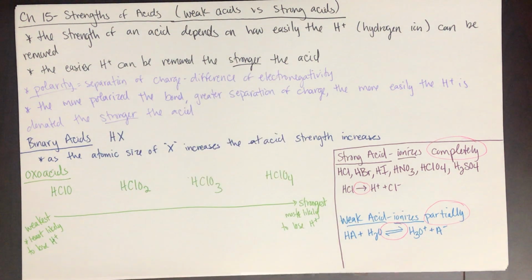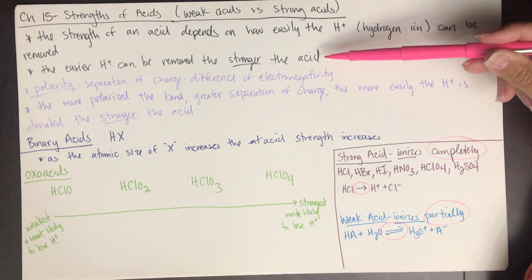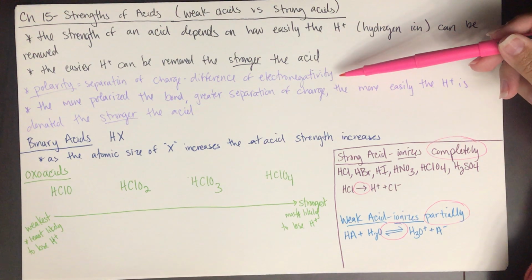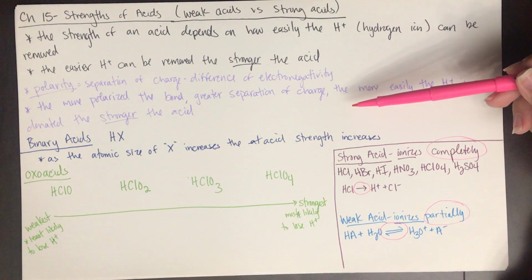So what you need to know about strengths of acids is that the strength of an acid depends on how easily or readily that hydrogen ion can be removed. Because when the hydrogen ion gets removed, it joins a water molecule and it increases the concentration of hydronium, and that's what measures how strong an acid is. The easier the hydrogen can be removed, the stronger the acid. This has to do with polarity. Polarity has to do with the difference in electronegativity. So the more polarized the bond, the stronger the acid.